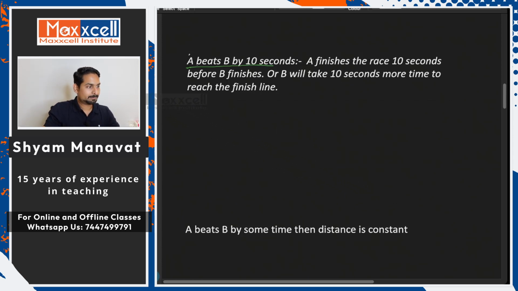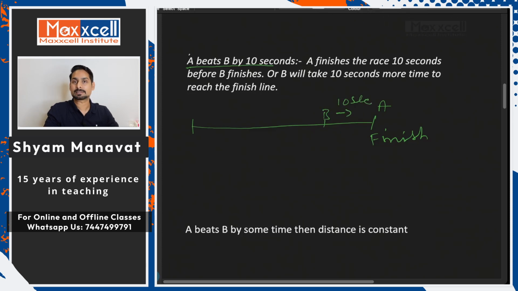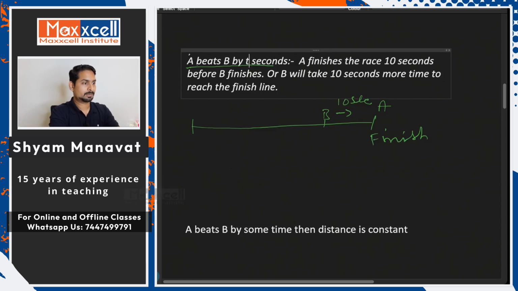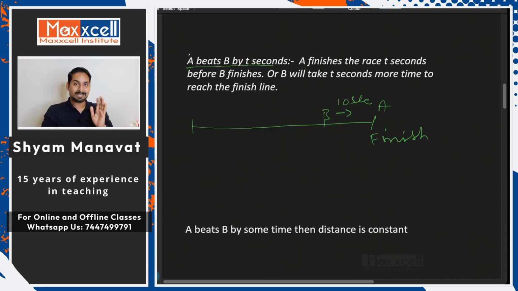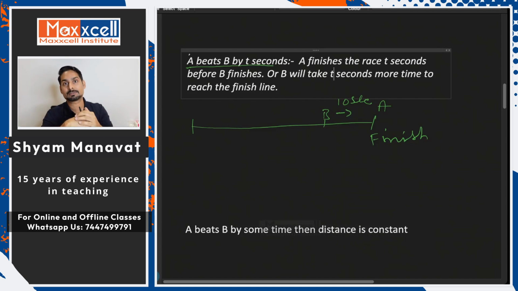It means when A reaches the finish line, B is going to take 10 more seconds to reach the finish line. So you say it in terms of 10 seconds or T seconds. I hope the condition is clear to you. The condition is clear to you, right? Now think about it. When A reaches the finish line, B is going to take some more time to reach the finish line.